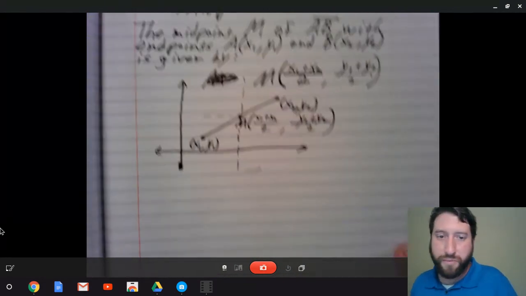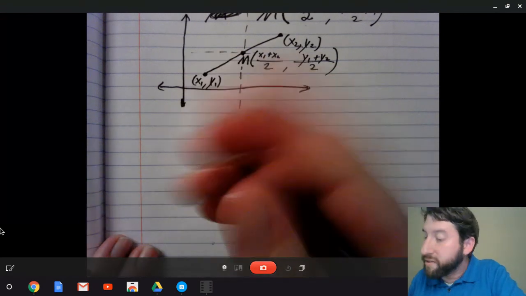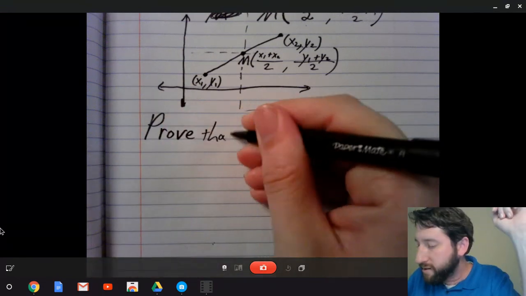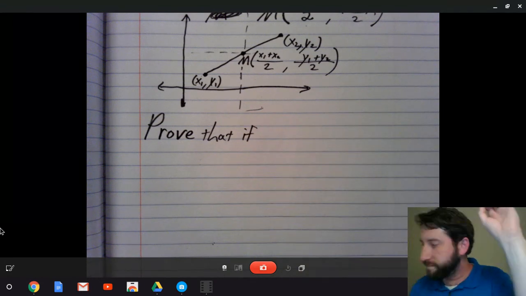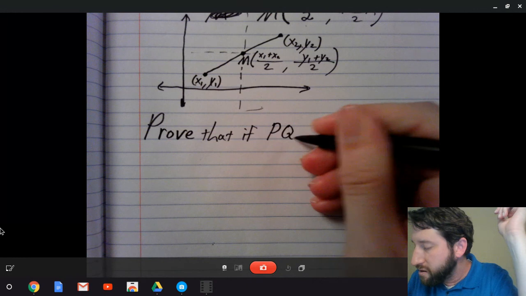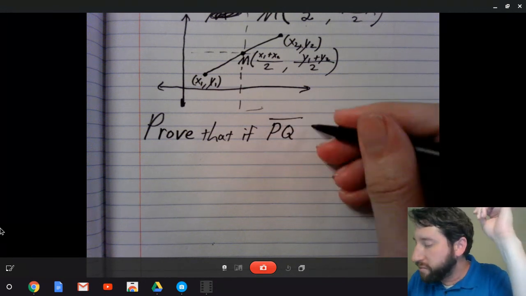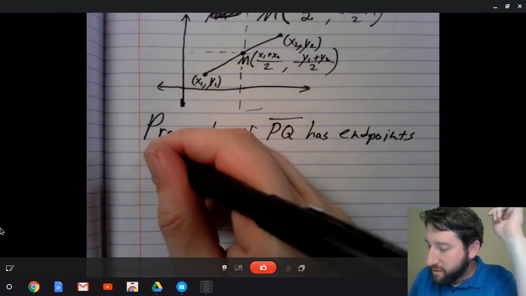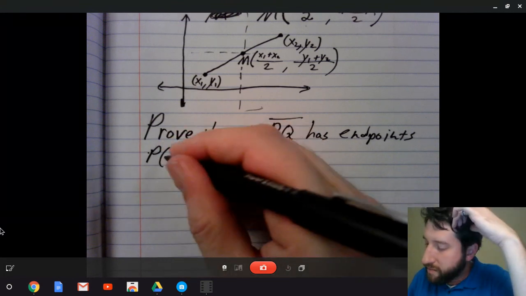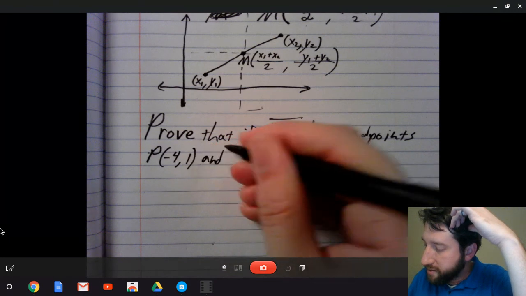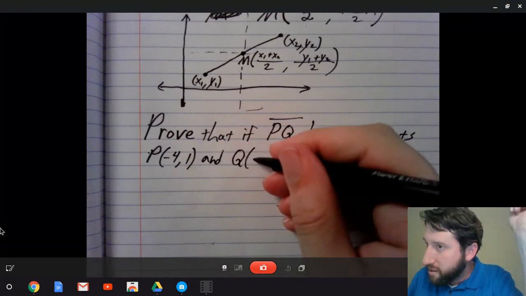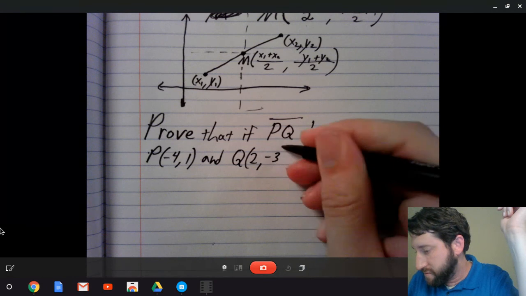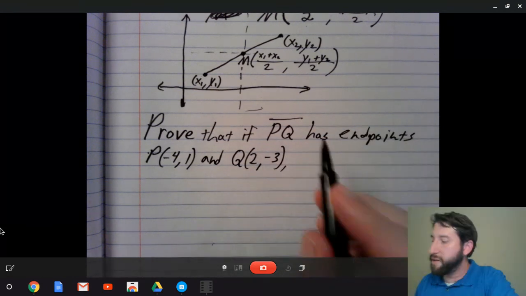So let me do an example of the midpoint formula. They might say, well, since this is geometry, let's shake it up a little bit. How about this? Prove that if, and we've been using A and B, we'll use P and Q this time, line segment PQ has endpoints P of (-4, 1) and Q, the coordinate for Q can be (2, -3). All right. So those are my endpoints.